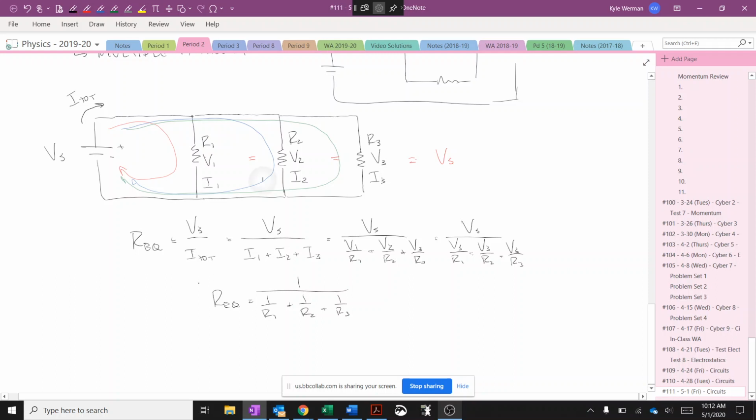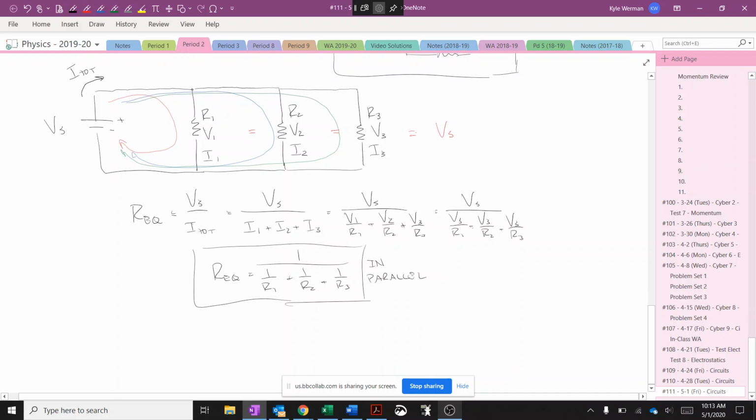And this is true for any circuit in parallel. And you can have as many resistors as you want. So this is our equation to find equivalent resistance in parallel. And you need to know that.